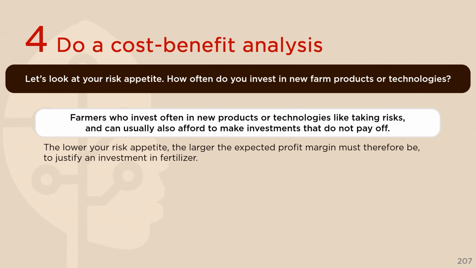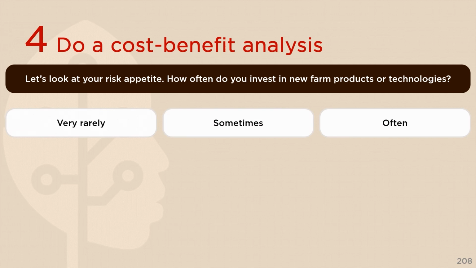The other way around, farmers who do not invest often need to be more sure about how profitable an investment needs to be before they decide to go ahead. So the lower your risk appetite, the larger the expected profit margin must be to justify an investment in fertilizer. The Akilimo tools consider three possible answers: very rarely, sometimes, and often.